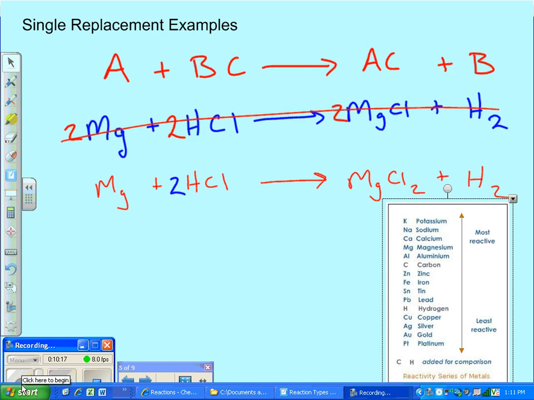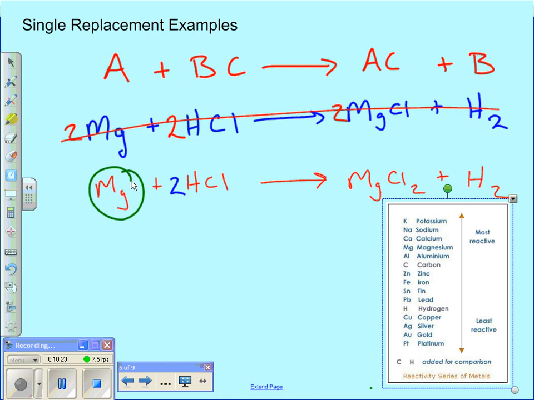Okay, so let's look at this one in context of the chart that we saw last time. This one would happen. We would expect this reaction to happen. We see that magnesium replaces hydrogen to bond with the chlorine to produce magnesium chloride. That's expected, right? Here's magnesium, here's hydrogen. So magnesium is more reactive than hydrogen, so it should replace it.